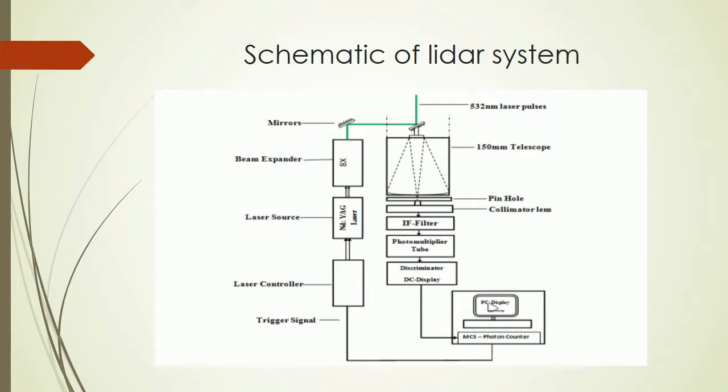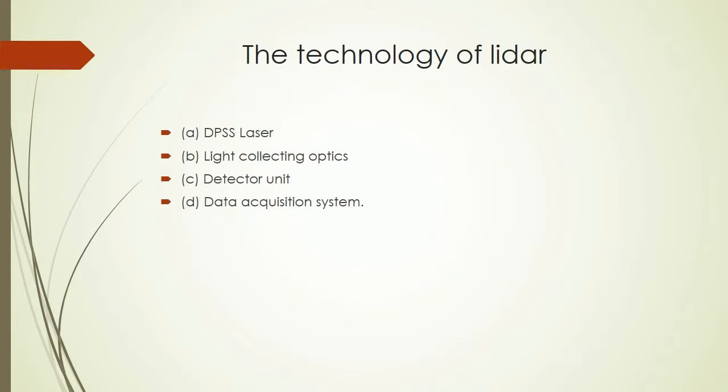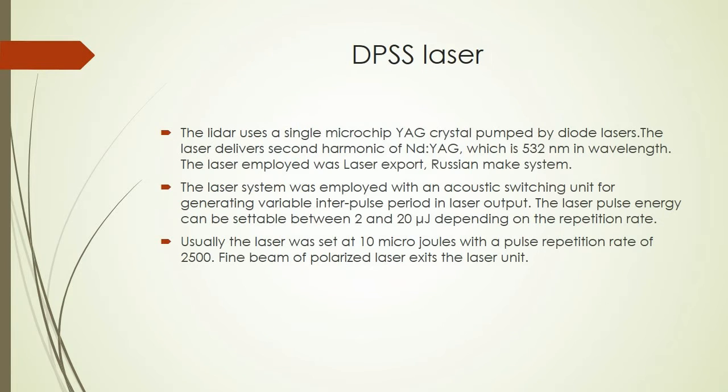Schematic of LIDAR system. The technology of LIDAR. A. DPSS laser. B. Light collecting optics. C. Detector unit. D. Data acquisition system. DPSS laser. The LIDAR uses a single microchip YAG crystal pumped by diode lasers. The laser delivers the second harmonic of Nd:YAG, which is 532 nm in wavelength.